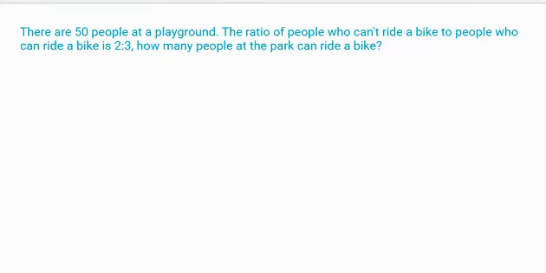So in this problem, we know that there are 50 people at a playground. So 50 is the total number of people. The ratio of people who can't ride a bike to the people who can ride a bike is 2 to 3. And we want to find out how many people at this park can ride a bike. So we have this ratio 2 to 3. This is who can't ride a bike, and this is who can ride a bike.